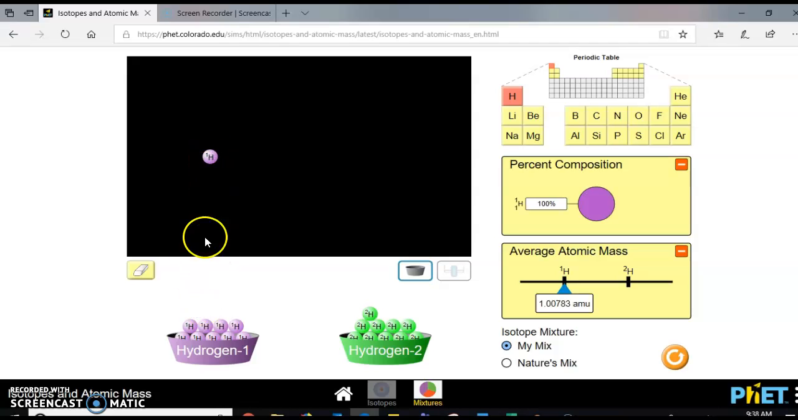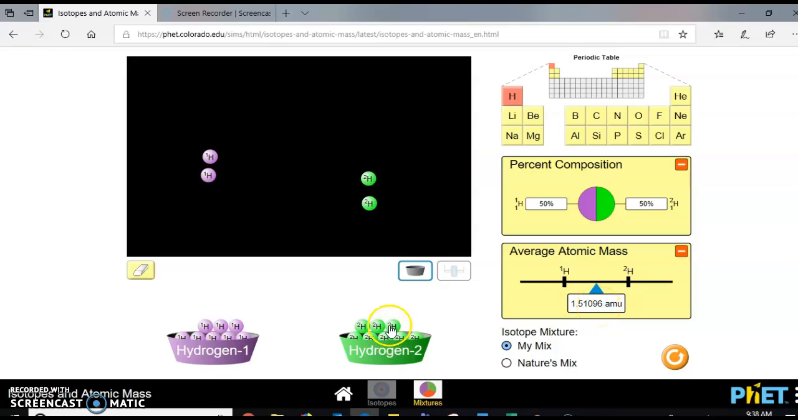So I could put in 2 purple ones, let's say, and I'm going to put in 2 green ones. Okay, so now I have 2 hydrogen 1s and 2 hydrogen 2s. I'm going to record the percent composition. So right now I have an equal amount of both. So I have 50% purple and 50% green. So 50% hydrogen 1, 50% hydrogen 2. And the average atomic mass, therefore, is right in the middle because there's 50%. Right? So on data table 3, you're recording the percent composition for each isotope and then the average atomic mass.